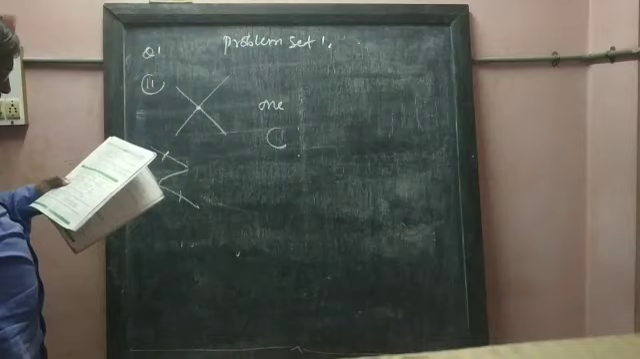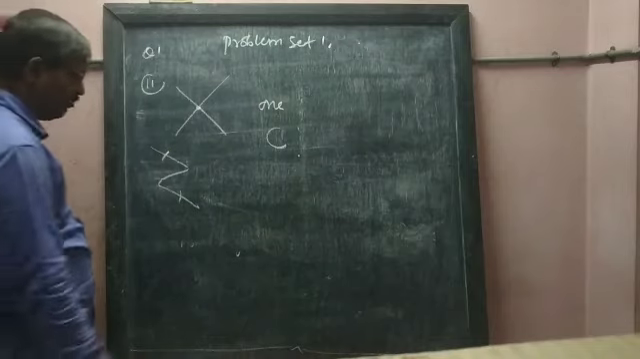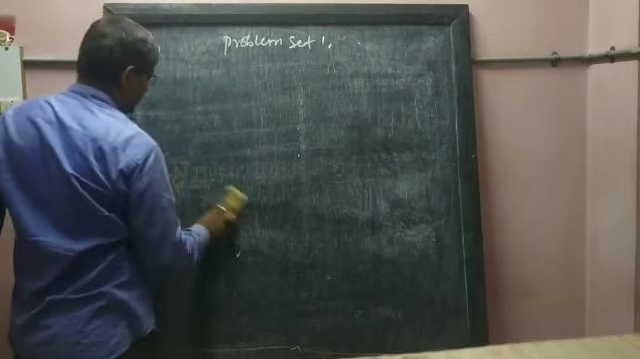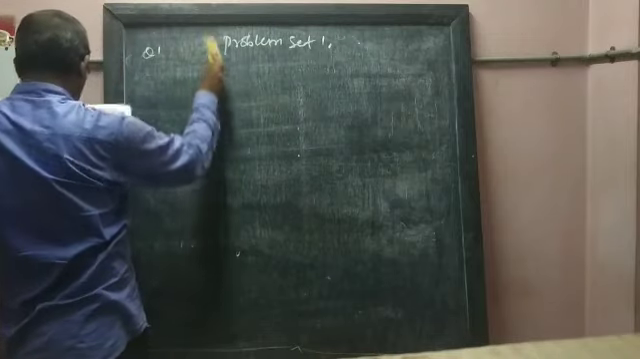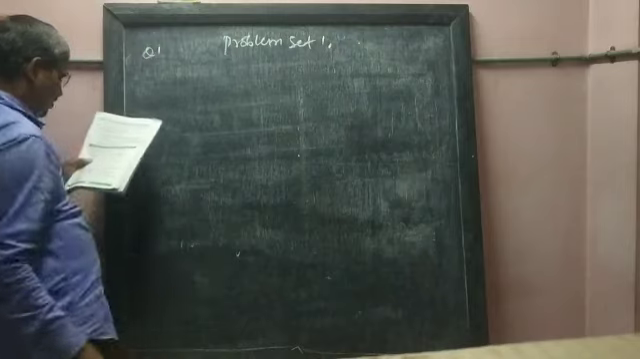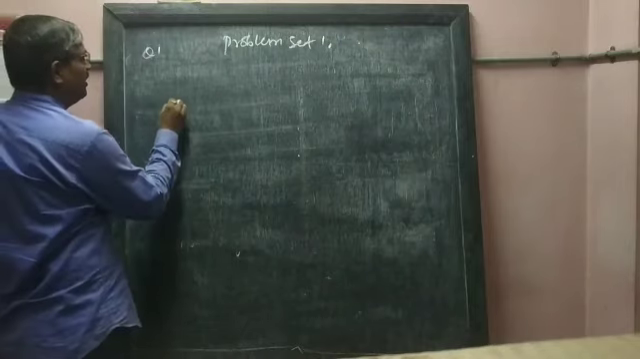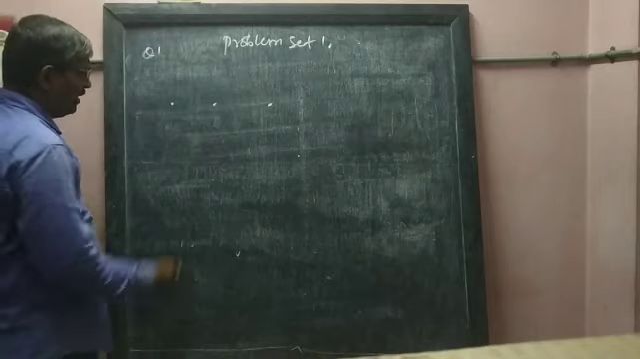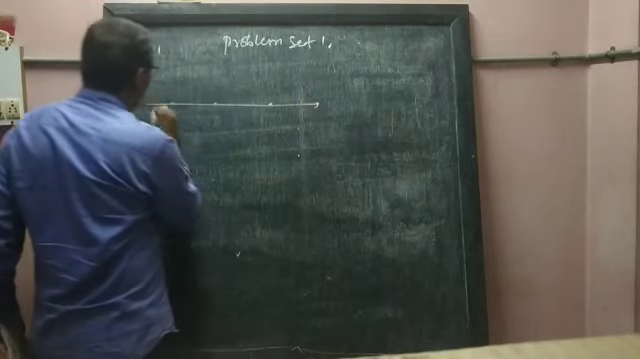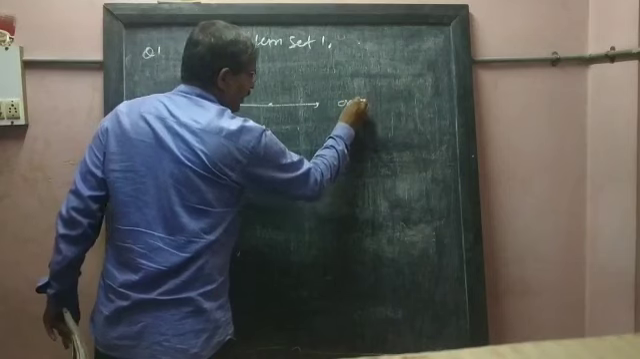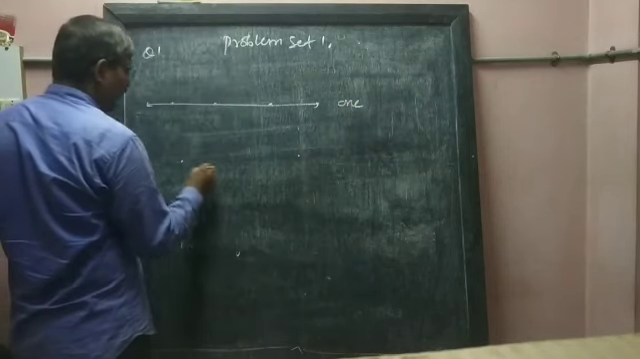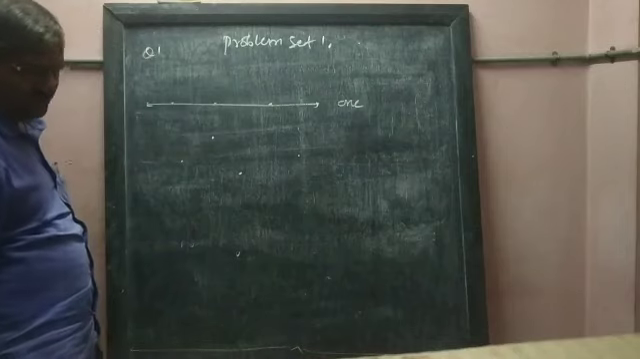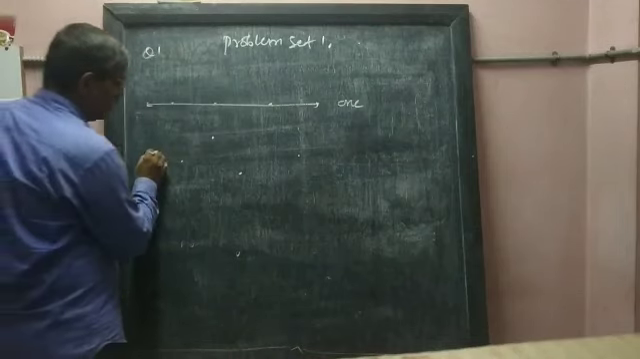Now, how many lines are determined by 3 distinct points? There are 3 distinct points. We will check it. 3 distinct points means 1, 2, 3. Then how many lines can pass? Only one line will pass, so the answer is 1. But suppose there is one point here, one here, and one here, meaning the 3 points are non-collinear. Then we will check it.